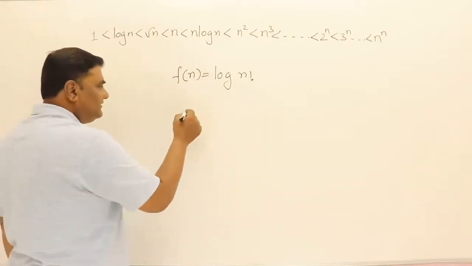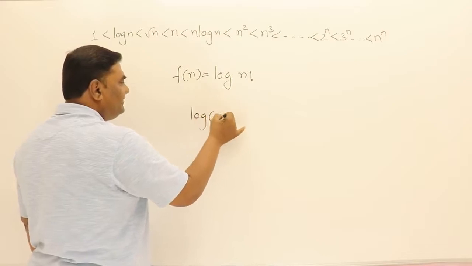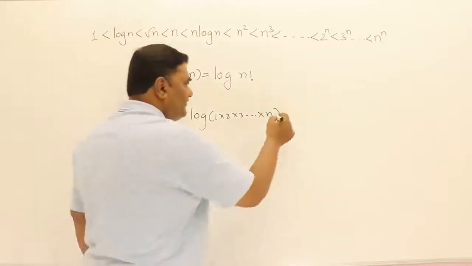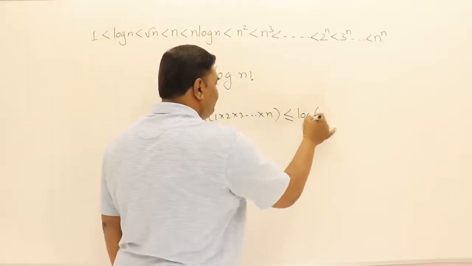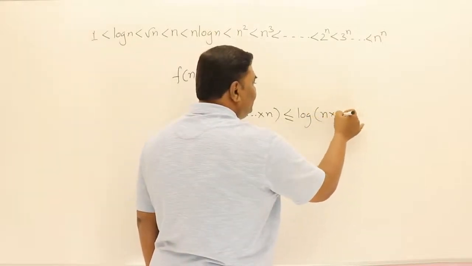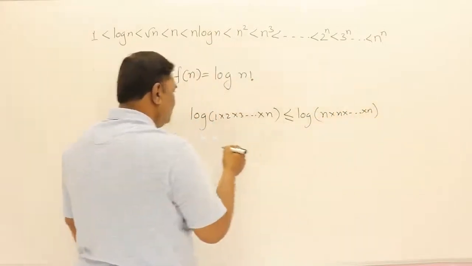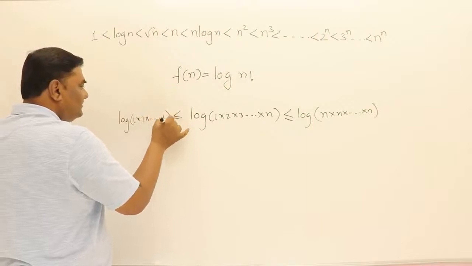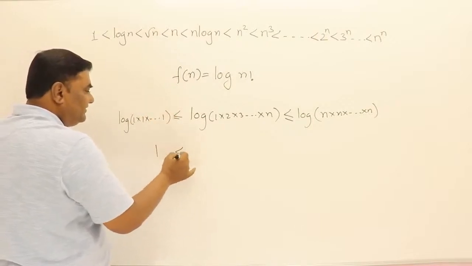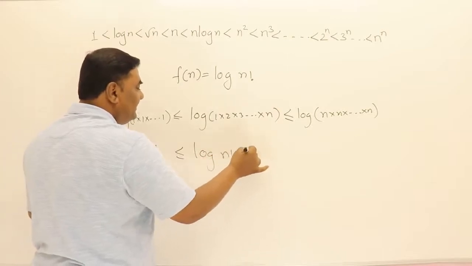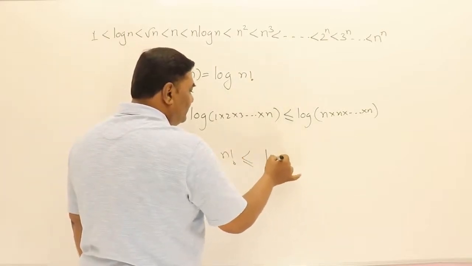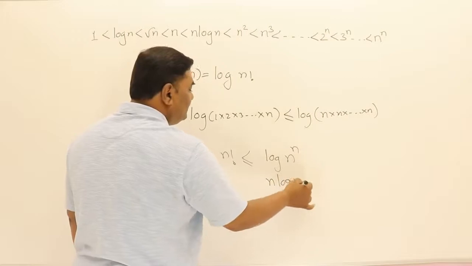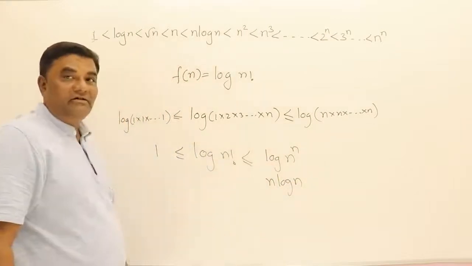So for log n factorial, if I write log of 1 into 2 into 3 and so on to n, then this is less than or equal to log of, as a practice we'll make everything as n. So n into so on to n. And it is greater than log of 1 into so on to 1. So this side will be 0 but we write 1, and this is log of n factorial, and this is less than or equal to log of n raised to n, and that will be written as n log n. That power comes on this side and it is n log n.